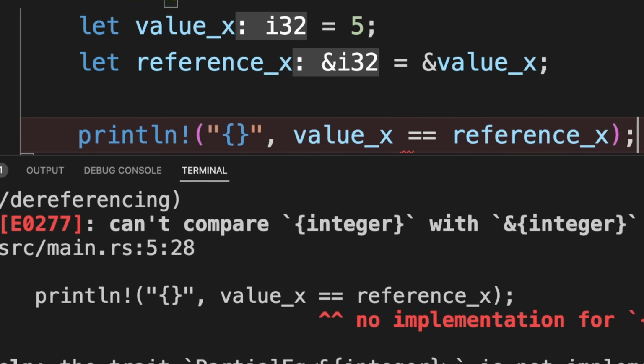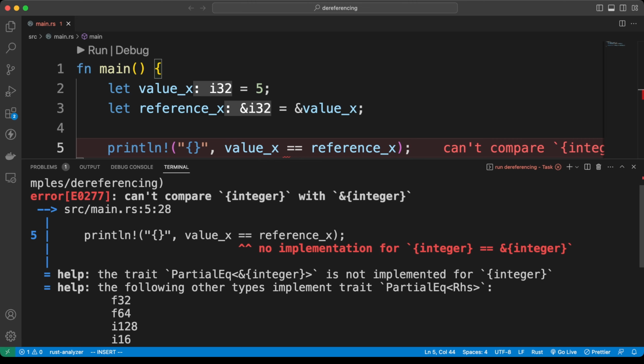Because the two are not comparable types, value x stores the value, while reference x indicates the type that stores the value. Well, reference x returns us the address where the value is stored. The solution to the error is quite simple. You can perform dereferencing using the asterisk symbol.